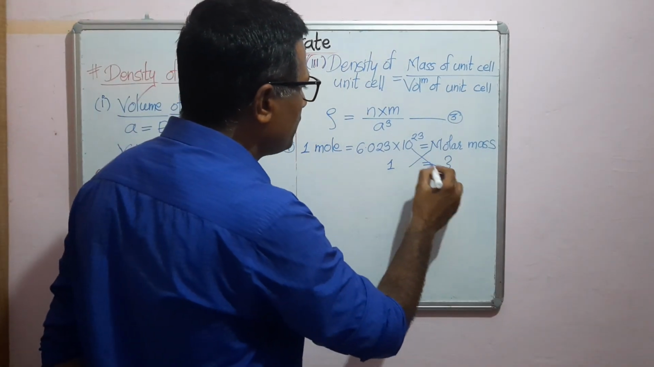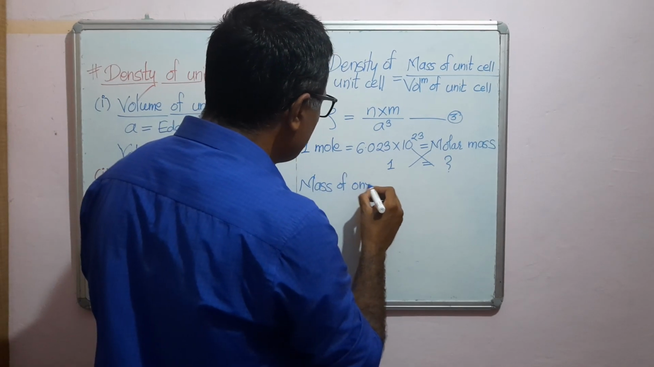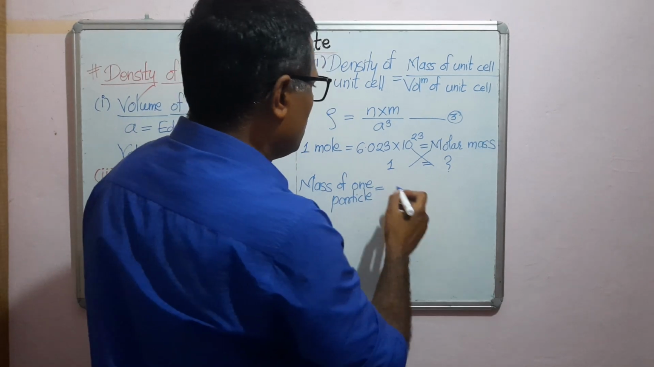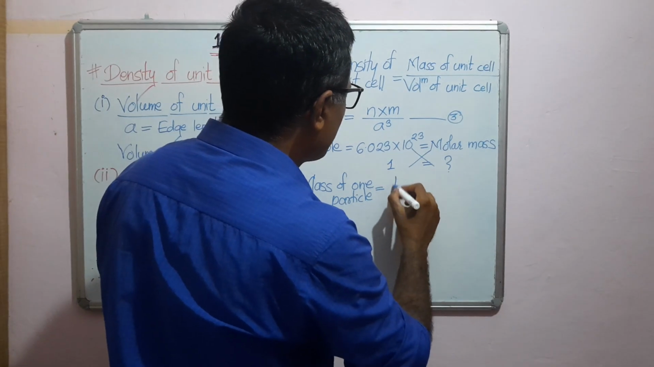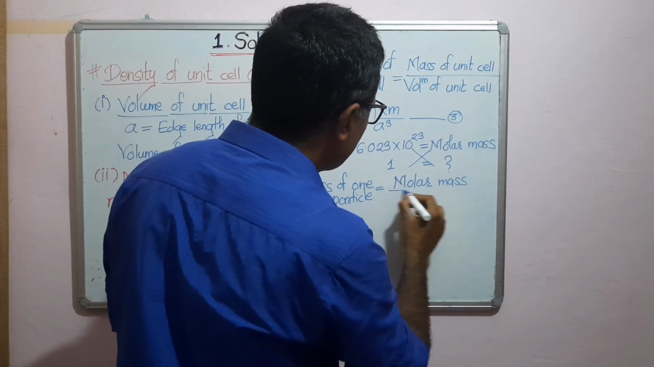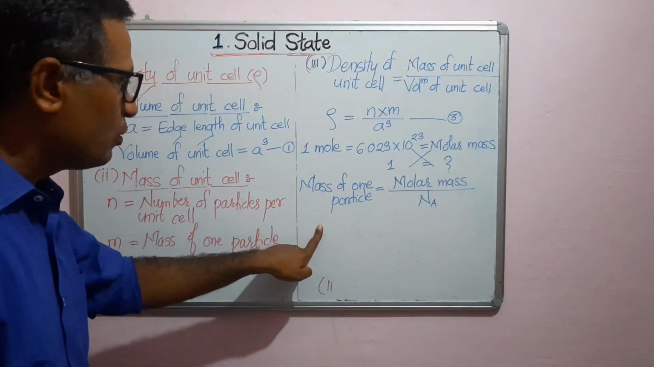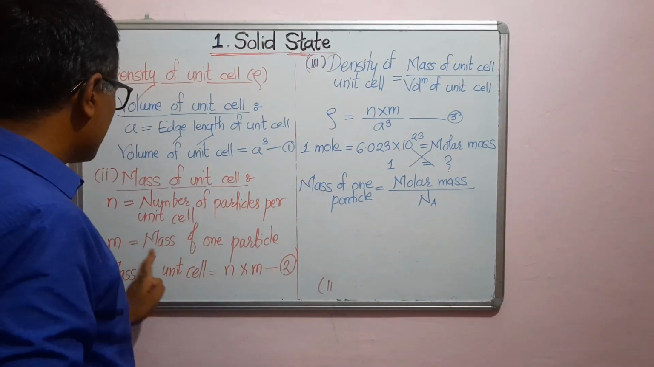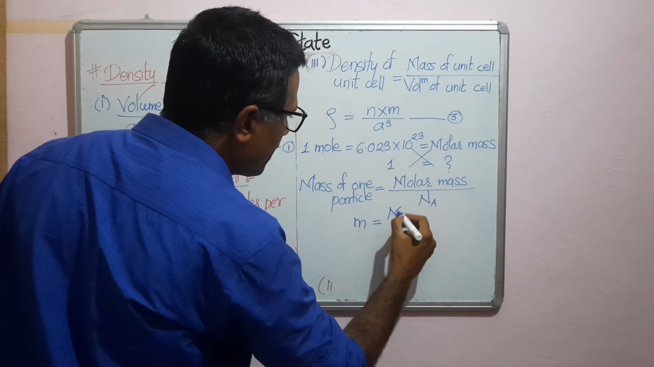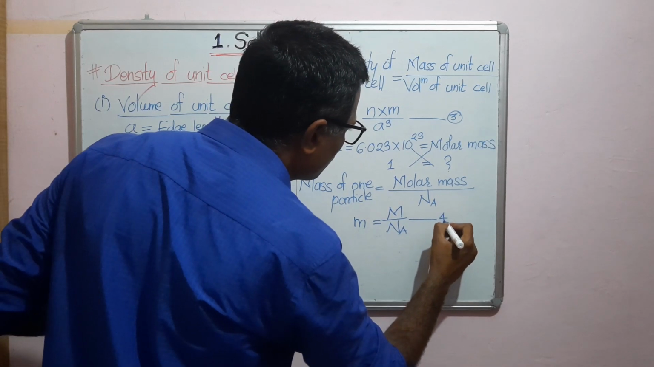Just do the cross multiplication. We get the mass of one particle equal to the molar mass divided by this number, which is called the Avogadro number. That means the mass of one particle, denoted by small m, is equal to the molar mass, denoted by capital M, divided by the Avogadro number, Na, and this is equation number 4.